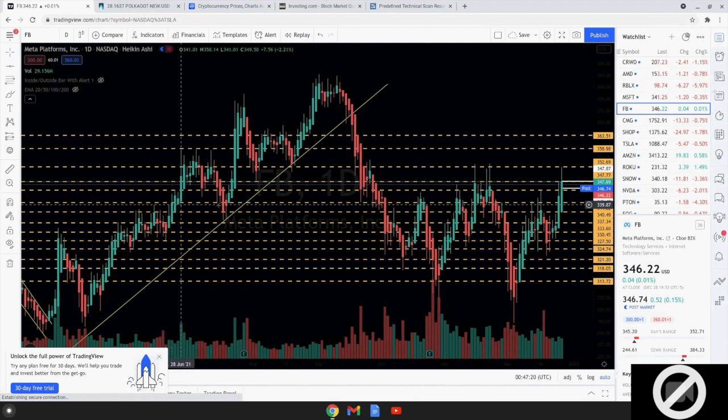Go right across. The wicks right here. Support. Go straight across. It doesn't close above it, right? Not in a strong way. It goes down. You get all this information from your charts over and over again.